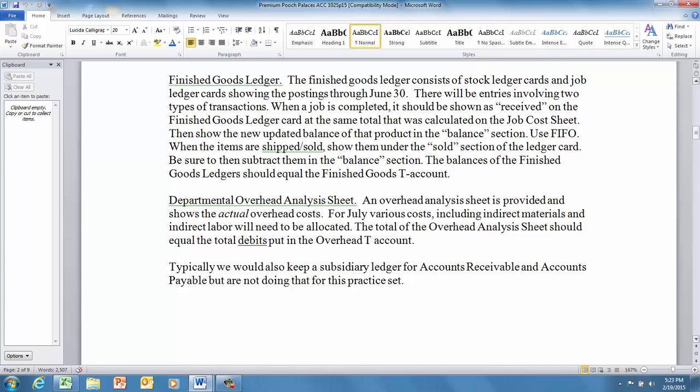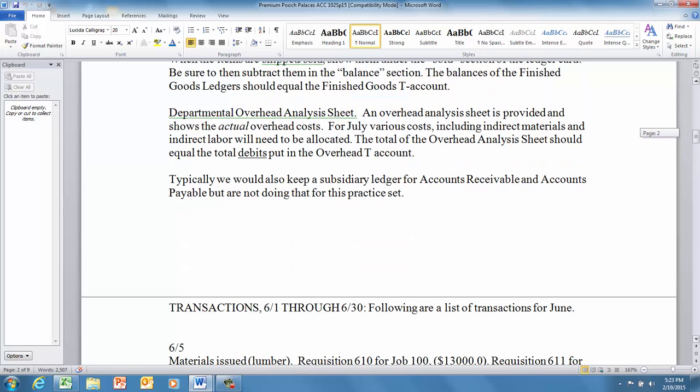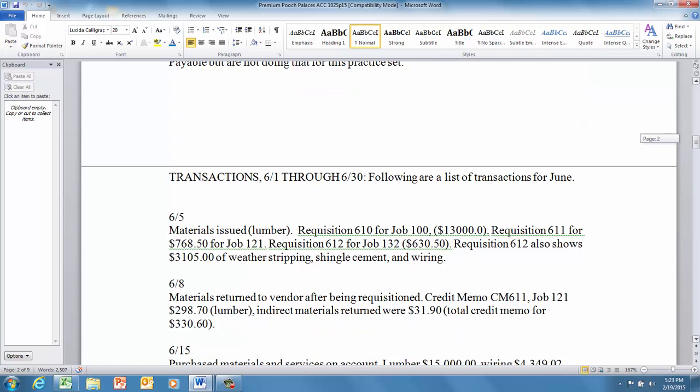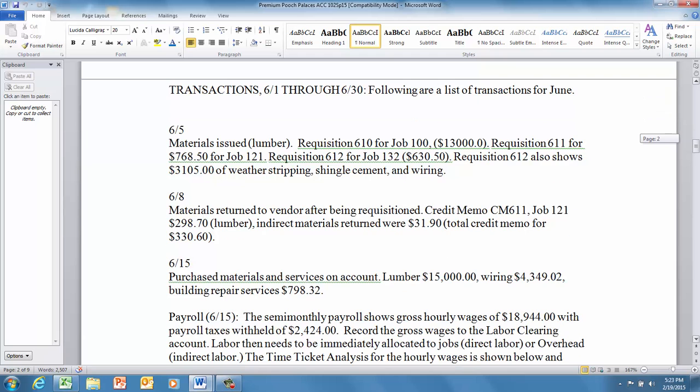Okay, in real life, of course, there would also be a subsidiary ledger for accounts receivable and accounts payable, and typically a depreciation schedule, which is like a subsidiary ledger for all the long-term assets. However, again, we're just focusing on the inventory accounts. Okay, so here the next page shows you the transactions of June. And so let's go through a couple of these transactions step by step.